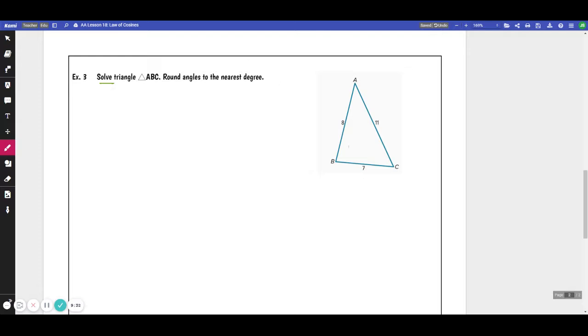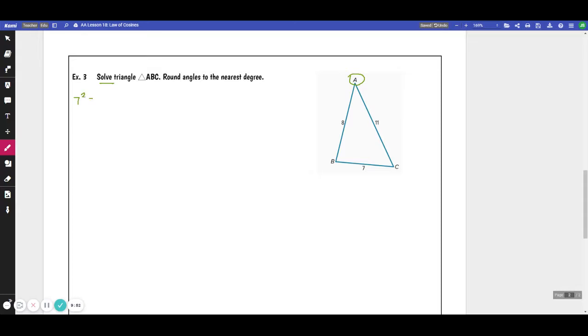Law of cosines is our last ditch, right? That's like our least favorite thing because it is the longest. We have to do that because we don't have a corresponding side and angle in this triangle. So we're going to pick an angle to find first. I'm just going to pick A. Comes first alphabetically.